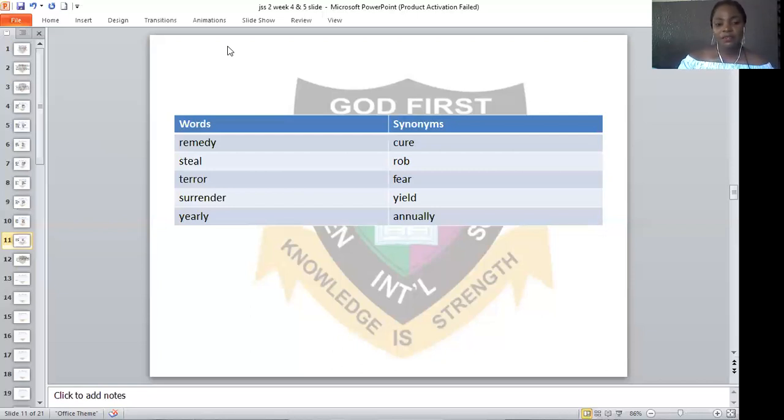And the last is yearly. This festival is celebrated yearly. So this festival is celebrated annually. So annually is a synonym for yearly.